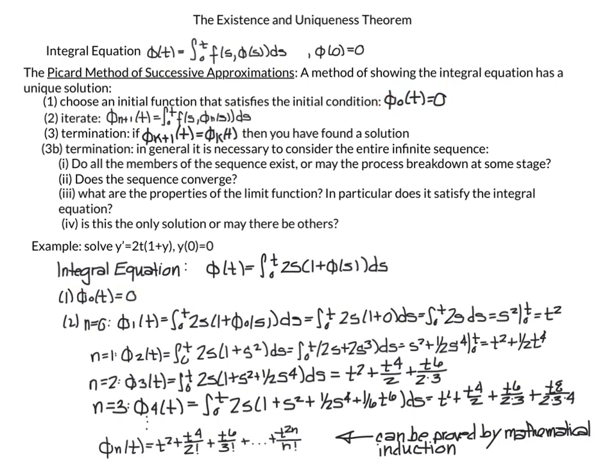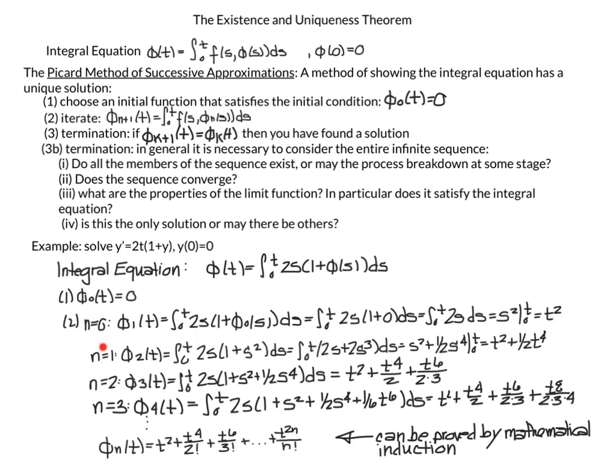Now we iterate, so we're looking for phi 1, and that's when n is equal to 0. So phi 1 of t is the integral from 0 to t. Now we plug in f of s with phi naught, so that's 2s times 1 plus phi naught of s ds. I'm sorry, it wasn't phi 1, it was phi naught. So here I can plug in for my phi naught, which is equal to 0. So I have the integral from 0 to t of 2s times 1 plus 0 ds, and then you integrate, you plug in, and you get t squared.